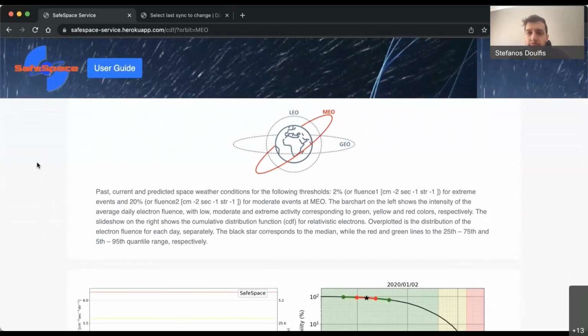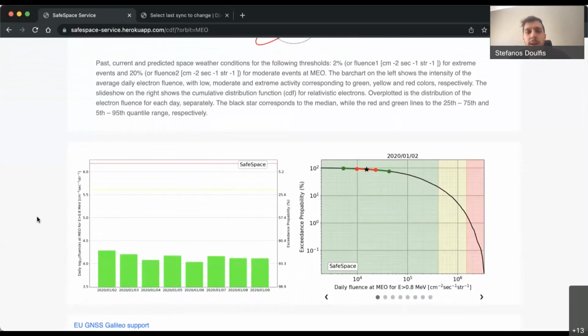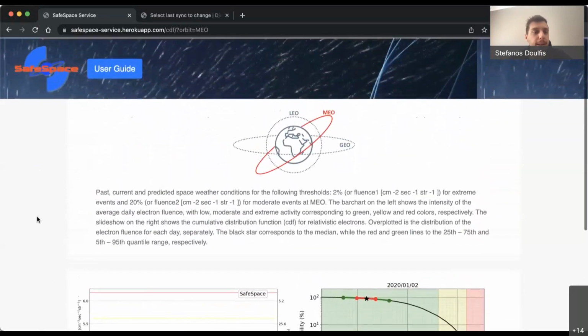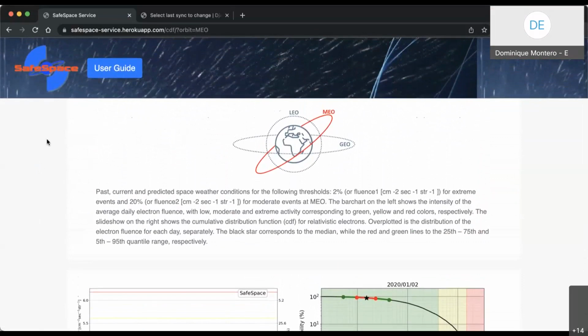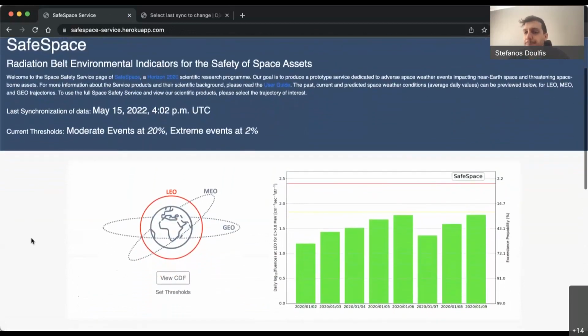What remains to be added is login and registration for users. So any user can set their own thresholds, so they can get more relevant results, and they can also use either percentages or absolute values for the fluences to represent. And yes, the actual setting of the thresholds. And this is pretty much it.